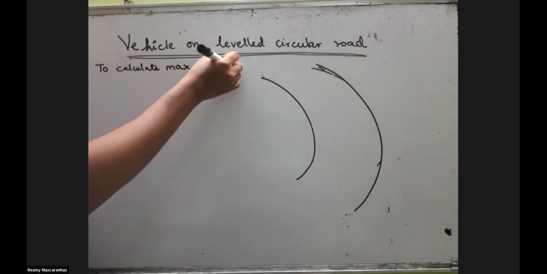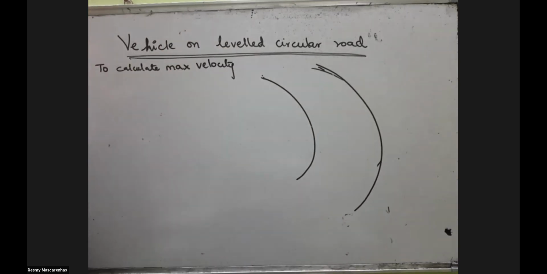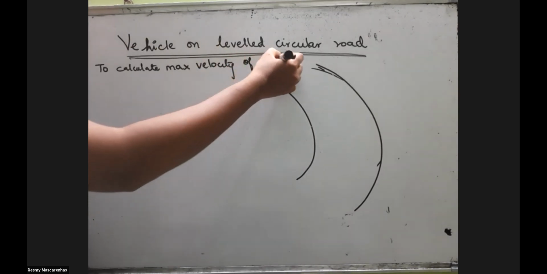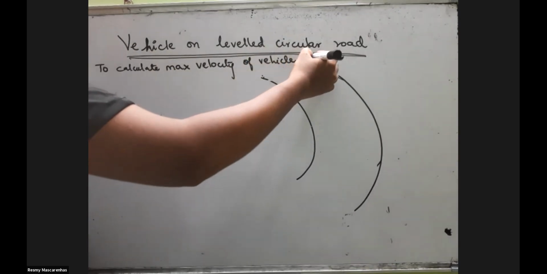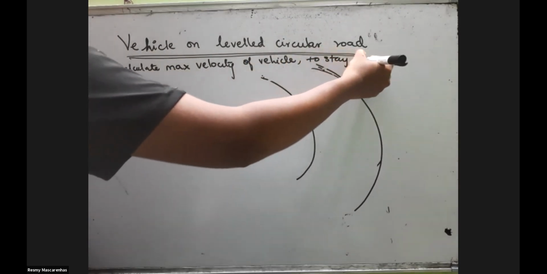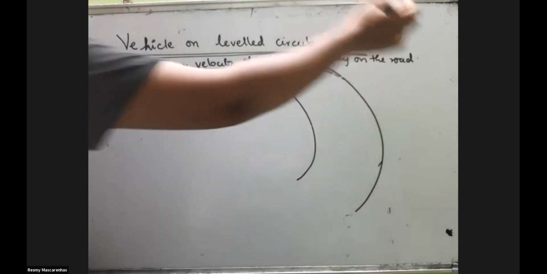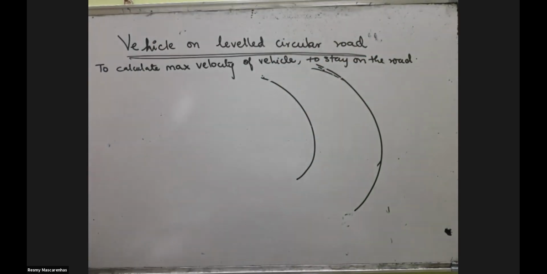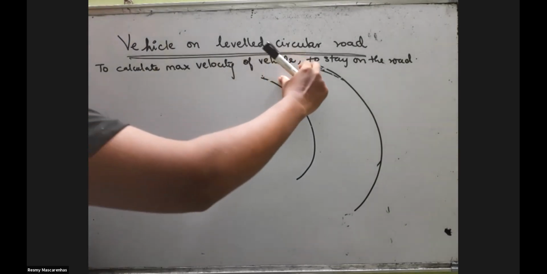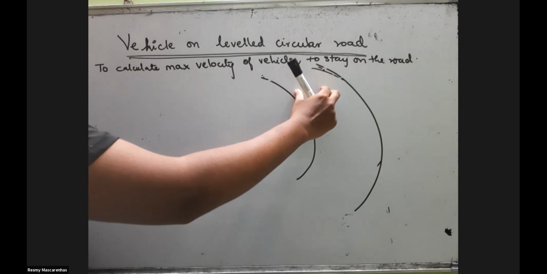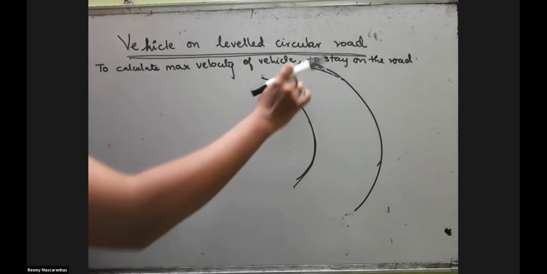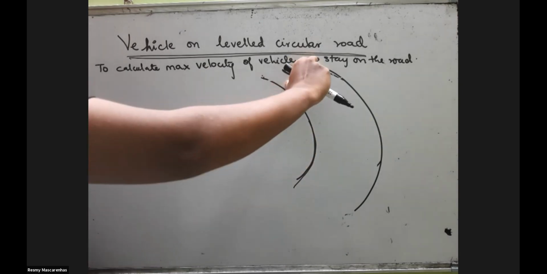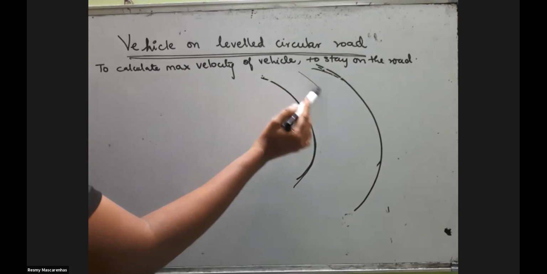the maximum velocity of the vehicle to stay on the road. Now, suddenly you're moving and then there's a sharp turn. Imagine you just keep your speed increasing. On a turn, we never try to increase the speed to such an extent. So what will happen? If you keep on increasing the speed, you will go out of the road.